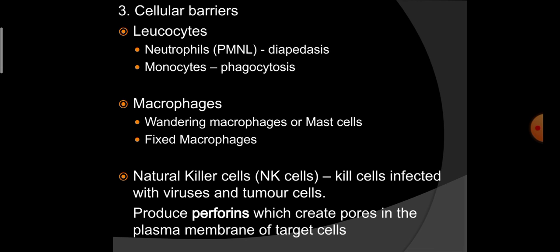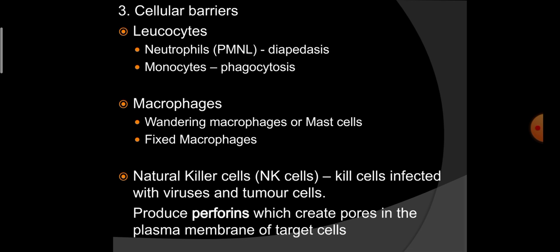Next is monocytes. They are large amoeboid leukocytes which have phagocytic property. So what is meant by phagocytosis? Phagocytosis means they engulf the microorganisms and any foreign particles. Yes. So after maturing, after entering into tissues, these monocytes change into macrophages.